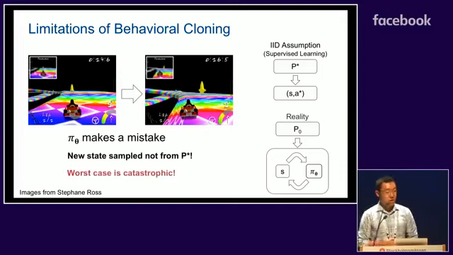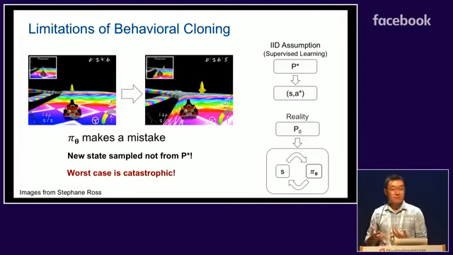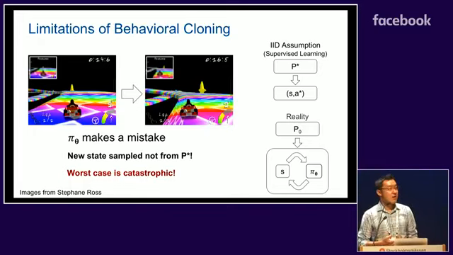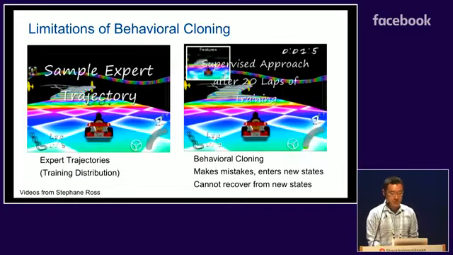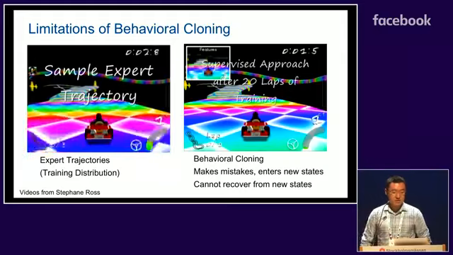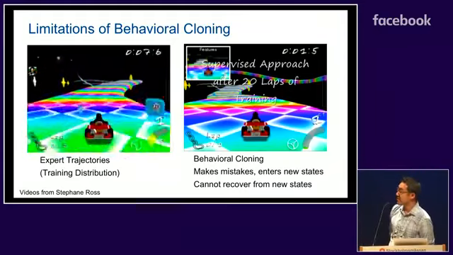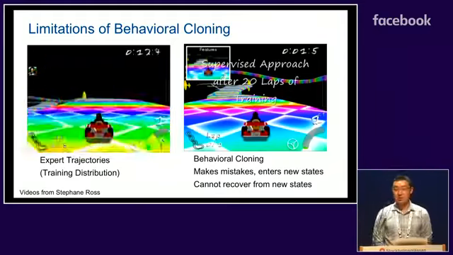And so, in the worst case, depending on your application, this type of behavior can be catastrophic. We could quickly visit new states that we've never trained on, and therefore our behavior is undefined, right? And so here's an example. So on the left is a sample of an expert trajectory for this game. So this was the thesis work of Stefan Ross.